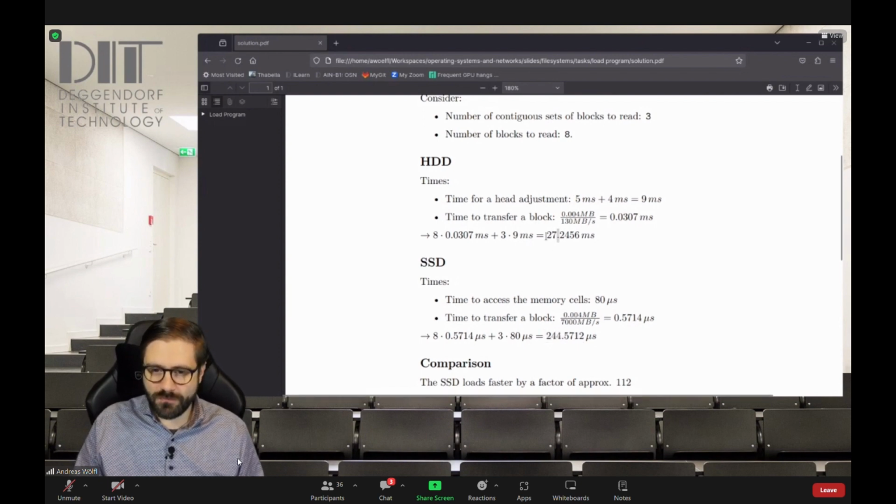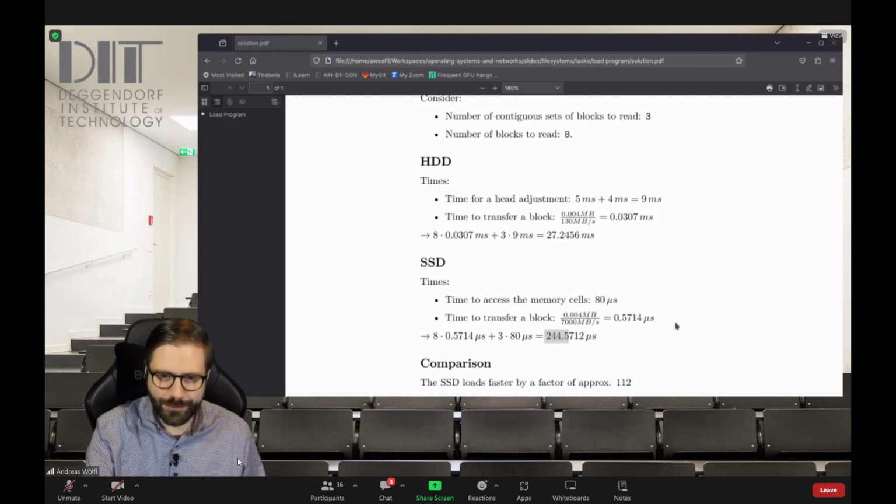But still, we have 27 milliseconds here, 250 microseconds with SSDs. If you compare the factor between them, it's around 110. In this special case, it's 112, and a factor of 112 is more than significant. It's game changing, switching from an HDD to an SSD when reading small files. So this was one of the core insights that we discussed the last time.